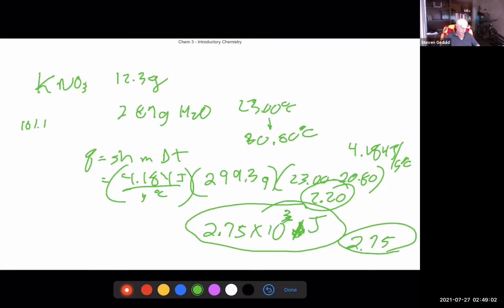4.184, or what did they say it was? Let me see, just make sure they have the same numbers. 4.184 joules, 20.8, 23, 2.2, and 287, 287 grams of water. I keep losing my cell phone here.